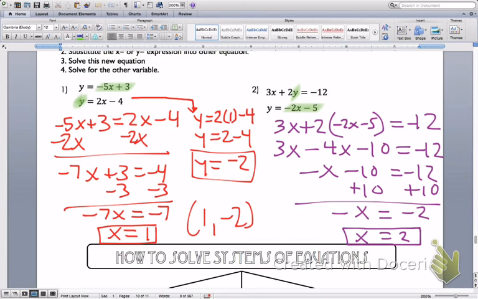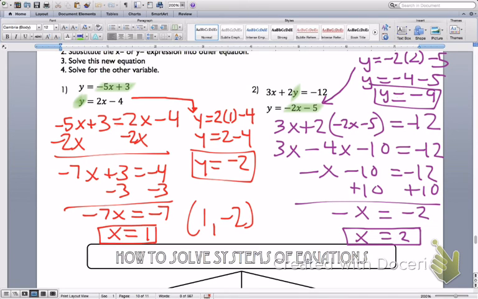Now that we have our x value, we're going to find our y value. In this case, easiest to use the second equation. So we have y equals negative 2 times 2 minus 5. And negative 2 times 2 is negative 4, minus 5, which gives us negative 9. All right, so that's the general idea of using substitution.